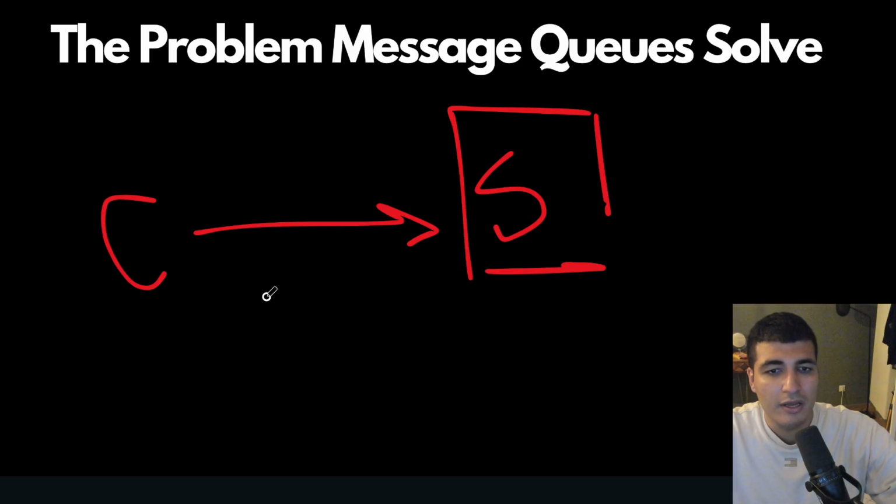Number 2, we have service coupling. The order service would be tightly coupled to the payment, inventory, and email services, needing to know their APIs and handle their failures. Number 3, we have a problem with reliability and durability.